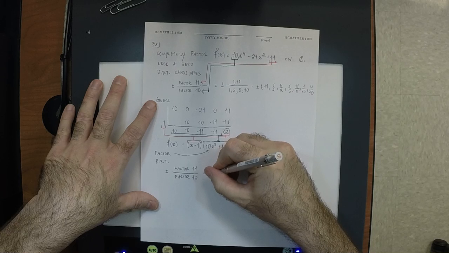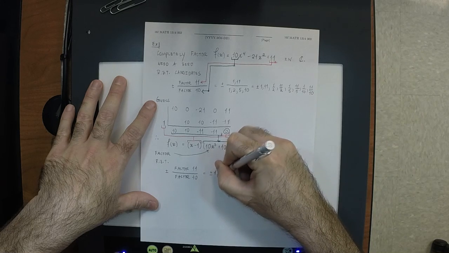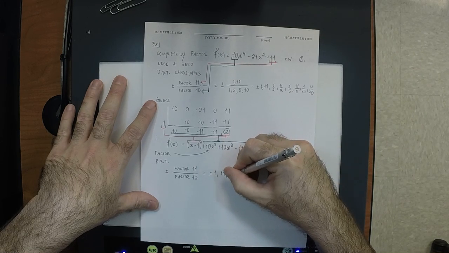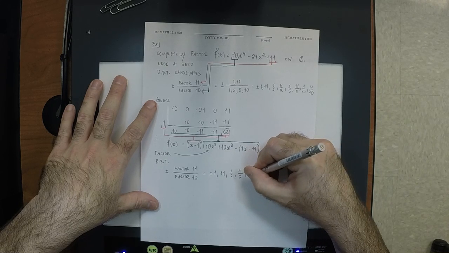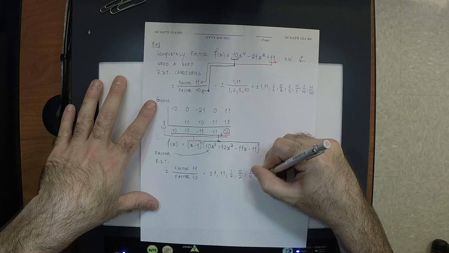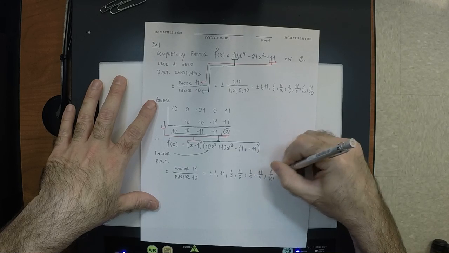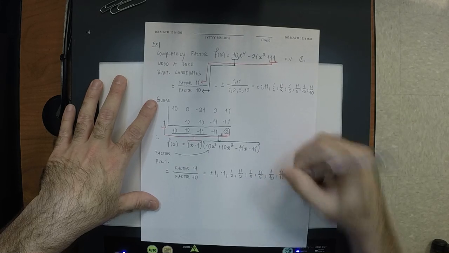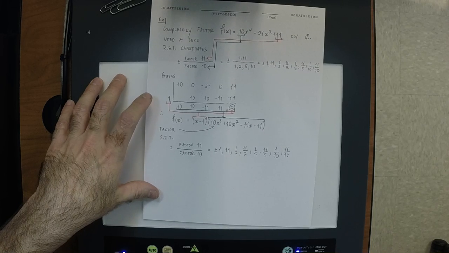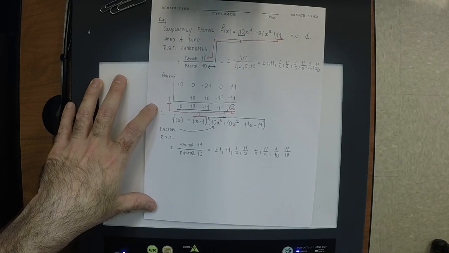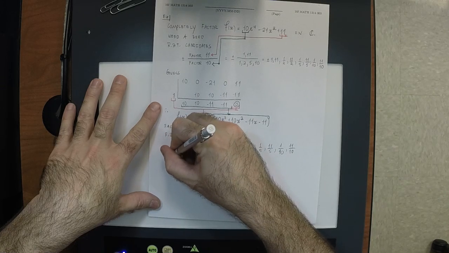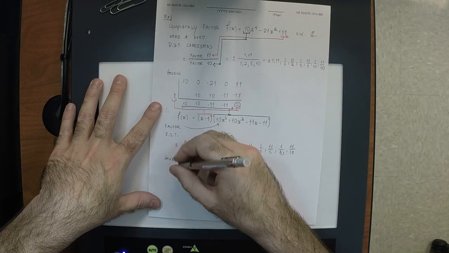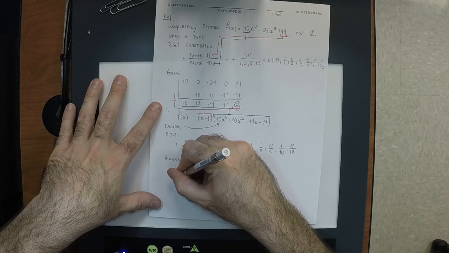Okay, so the possibilities are still plus or minus 1, 11, half, 11 halves, a fifth, 11 fifths, a tenth, and 11 tenths. What do you want to try? Negative 1. So as I'm sitting up here talking, I think y'all are working ahead. That's fine. That's good.